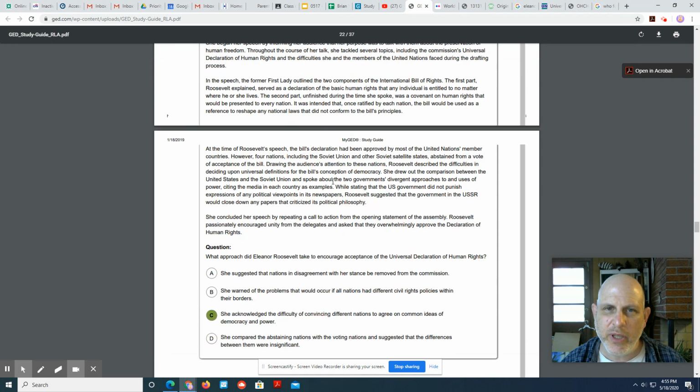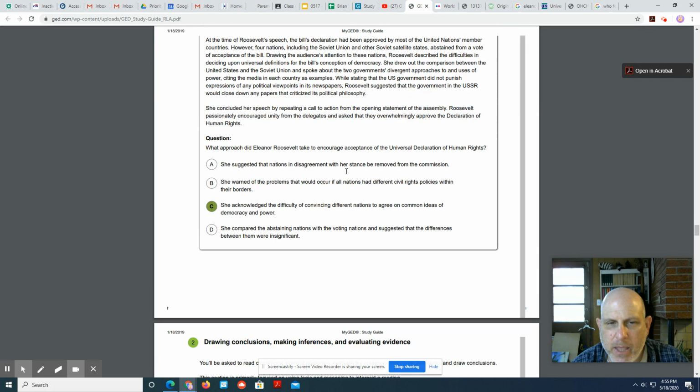What is she doing? Oh yeah, she explained two different ways, and there's two different approaches to what democracy is. Why is she doing that? How is it going to make the Soviet Union agree? And the answer is, they give you the answer. She acknowledged the difficulty of convincing different nations to agree on common ideas of democracy and power. You know, it's very shrewd, right? She didn't say everyone has to agree or I'm going to kill you all, or make people feel guilty. She said first, yeah, it's very difficult.